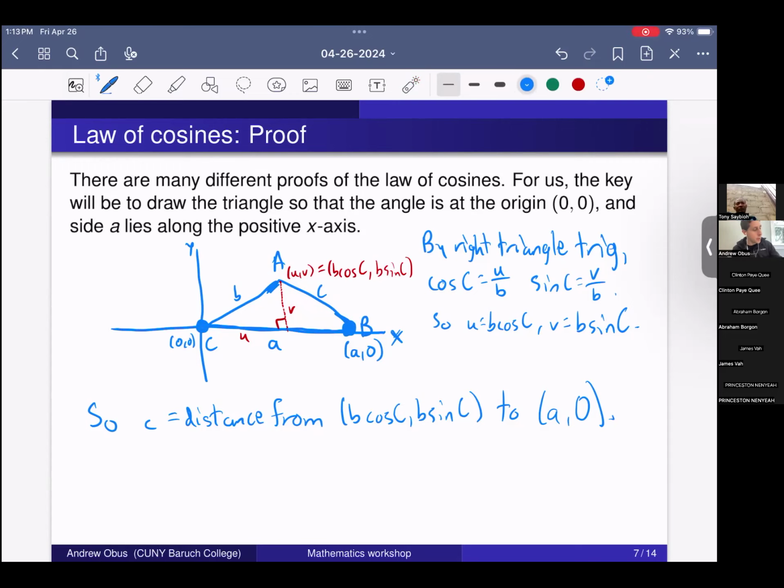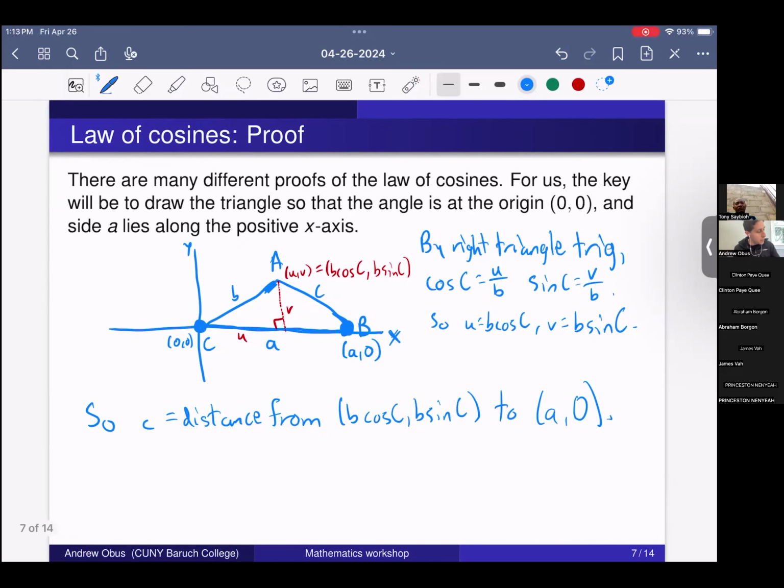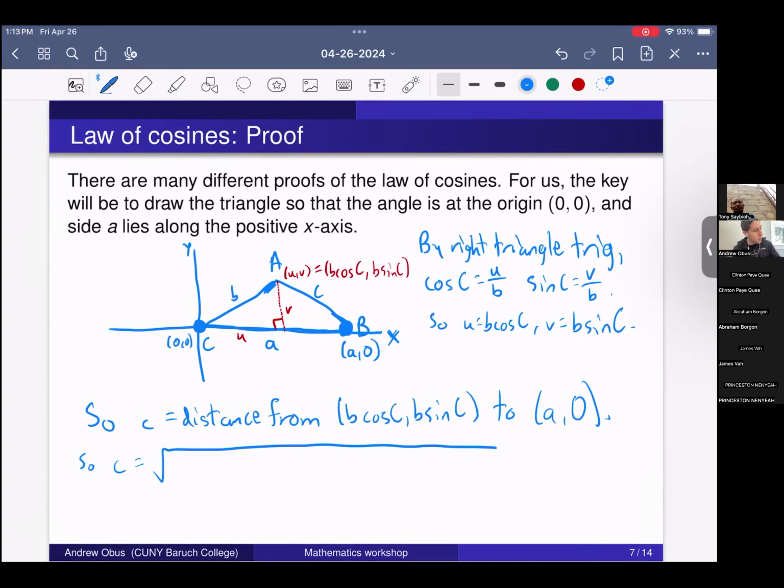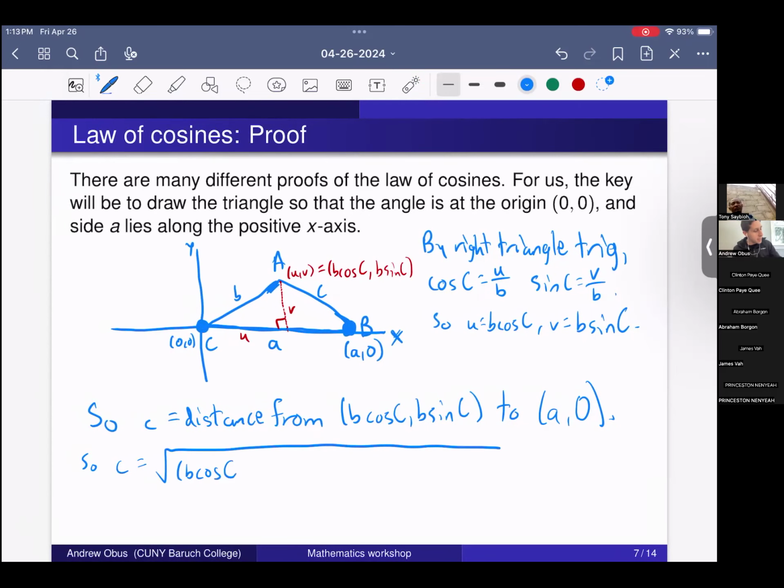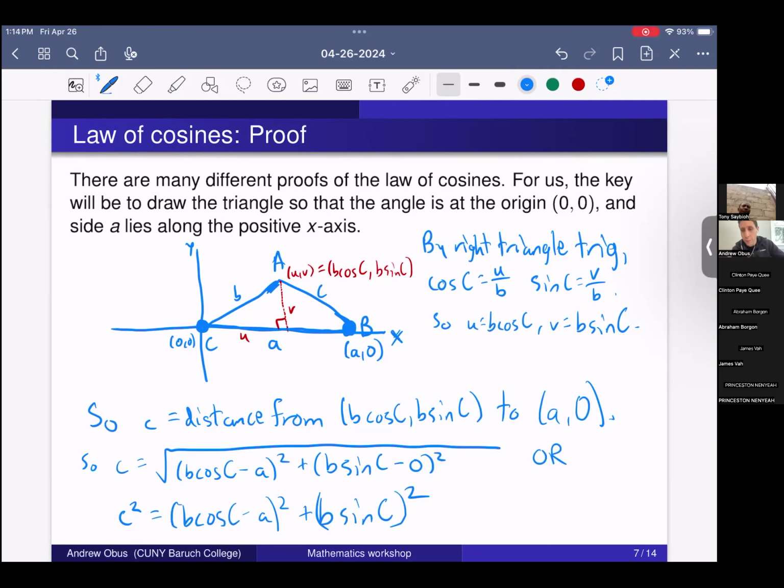Yes, okay. Great. So C is equal to the square root of, well, we have (b cosine C minus a) squared, and then plus (b sine C minus 0) squared. Or I can square both sides. I have that C squared is equal to (b cosine C minus a) squared plus (b sine C) squared, right? Minus 0 goes away.